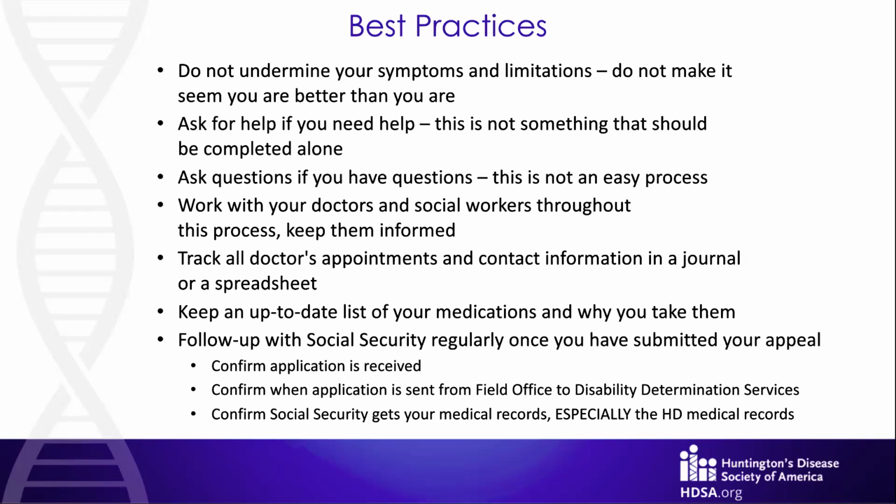You want to confirm that the appeal has been received. You want to confirm when your appeal is sent from the field office to Disability Determination Services, or that it's been received by the hearing office. You'll get 2 different letters. So you always get one letter when your application is received by the field office, like we have received your application, it is pending. And then once it's sent to Disability Determination Services, you'll get a letter, or once it's sent to the hearing office, it gets a letter.